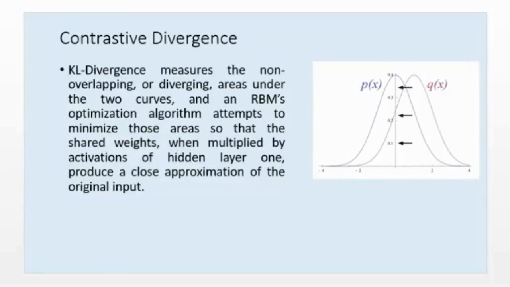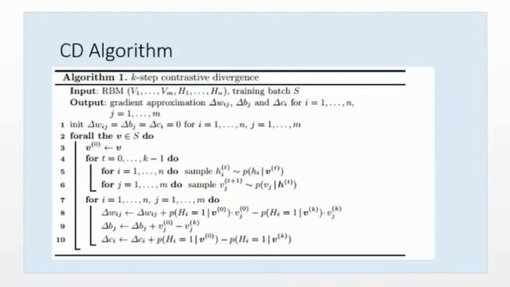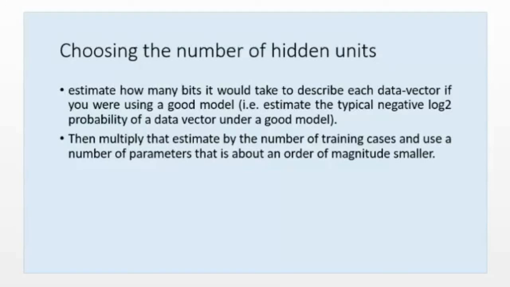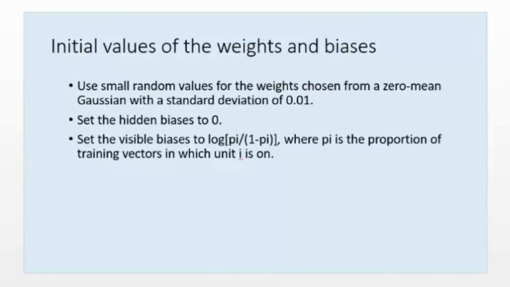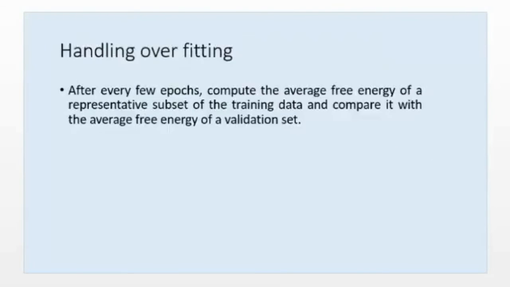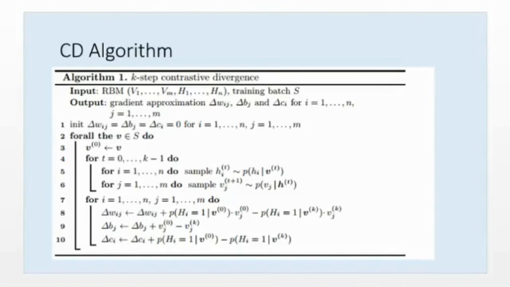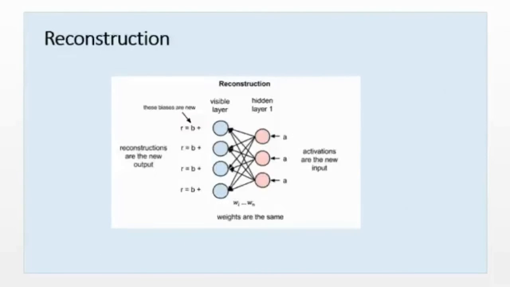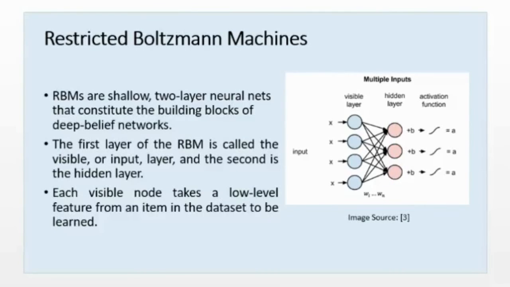Then, what are the parameters involved here? Initial values of weights, choosing the number of hidden units, overfitting, and activation functions. I think this is all a brief overview of restricted Boltzmann machines.